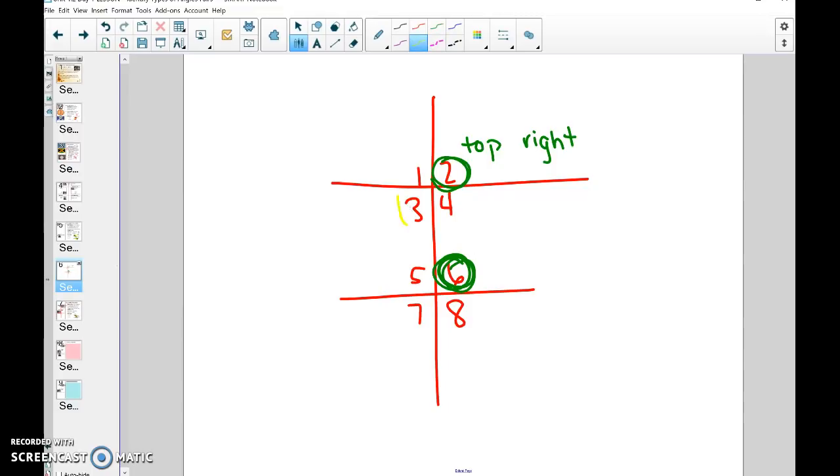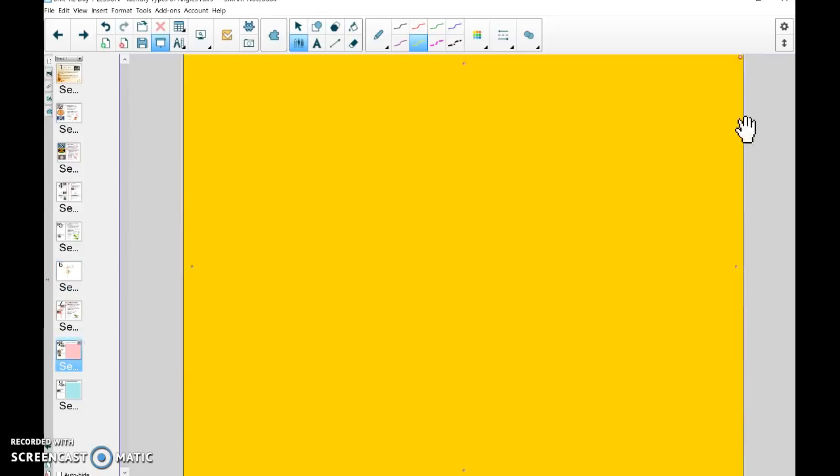Same thing with angle 3 and angle 7, and then 1 and 5, 4 and 8. Those are all corresponding to each other because they're in the same position, just different groups. Okay, and that's the definition for corresponding.